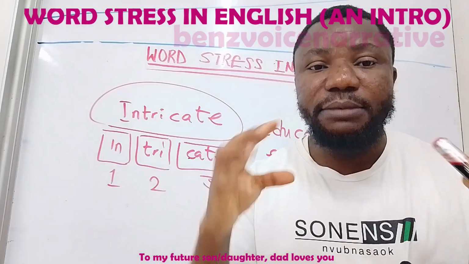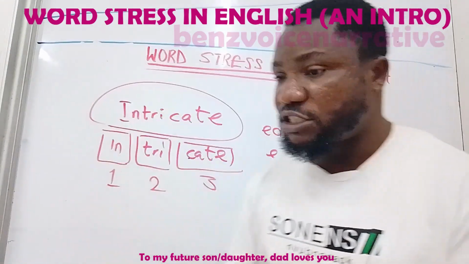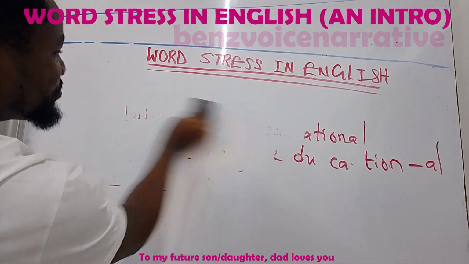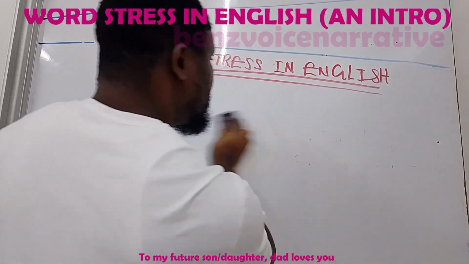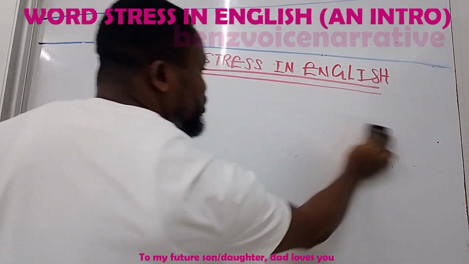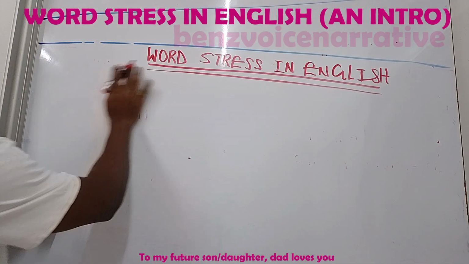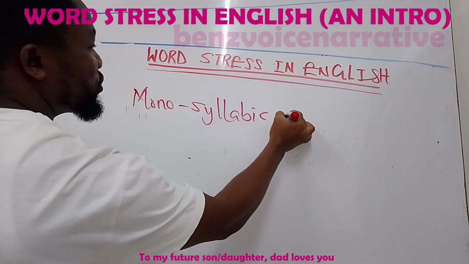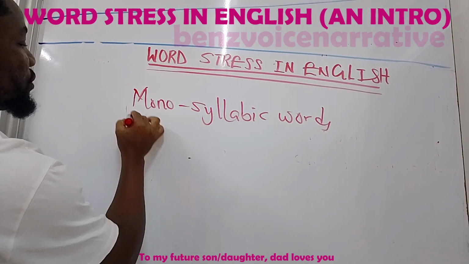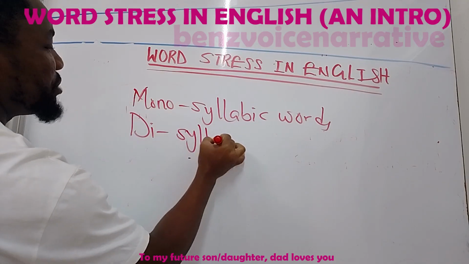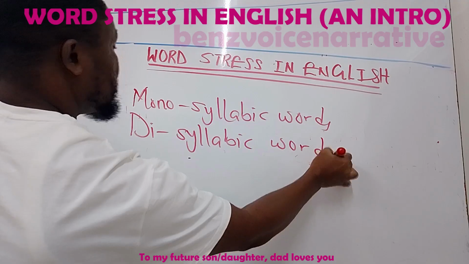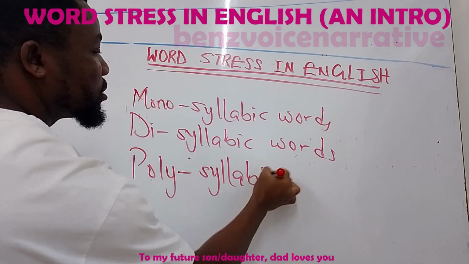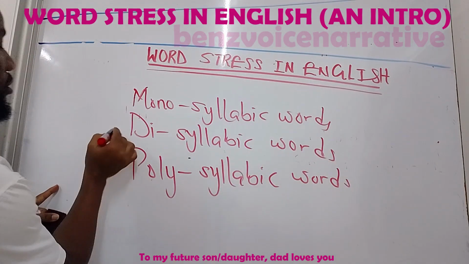Now, let us understand the types of syllables according to stress placement. The types of syllables. Primarily, we're going to be talking about 3 types of syllables according to stress placement in the English language. First, we have what is called monosyllabic words. Two, we have what is called disyllabic words. Number 3, we have what is called polysyllabic words. Now, let's start with mono.